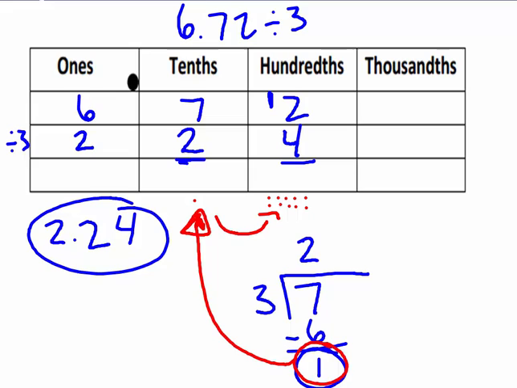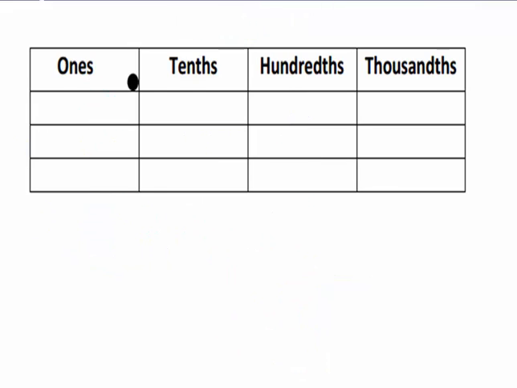Let's try looking at this with a model now, just to see what it looks like. We'll have something a little bit simpler to start with, though. 9 tenths divided by 3. Well, it's going to be 9 tenths, 1, 2, 3, 4, 5, 6, 7, 8, 9. And I'm dividing it into groups of 3. So I need to have 3 equal groups. If I have 3 equal groups, how many are in each group? Well, I would have 3 in each group. So that's going to be 3 tenths.